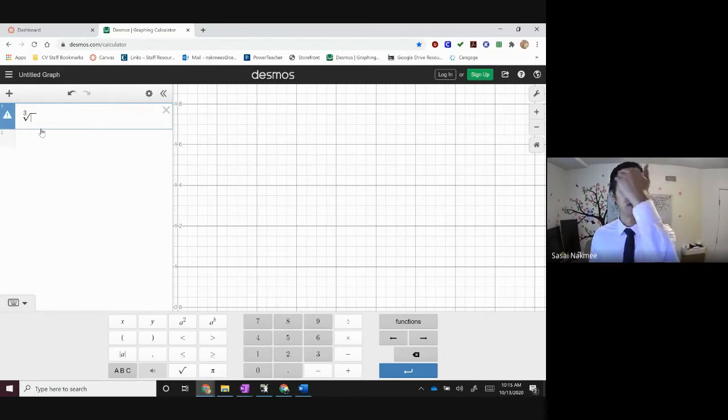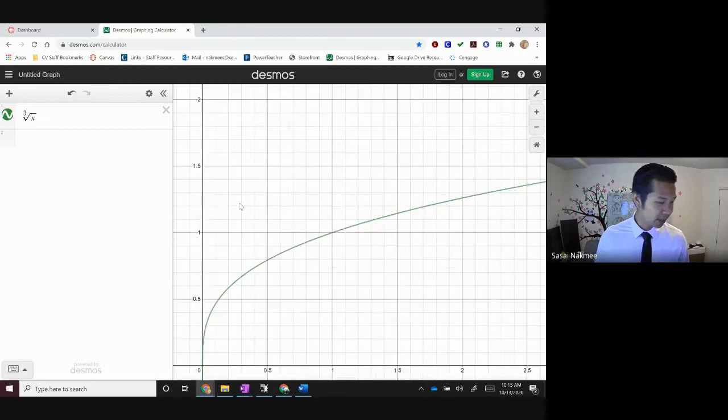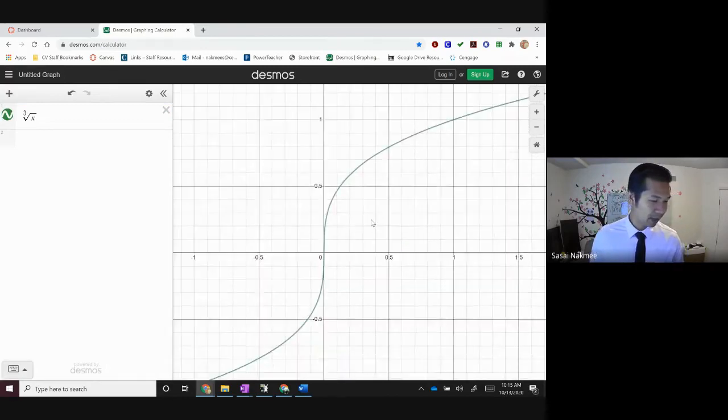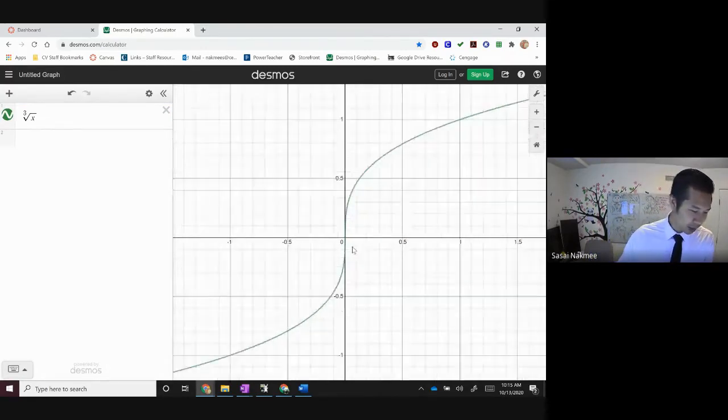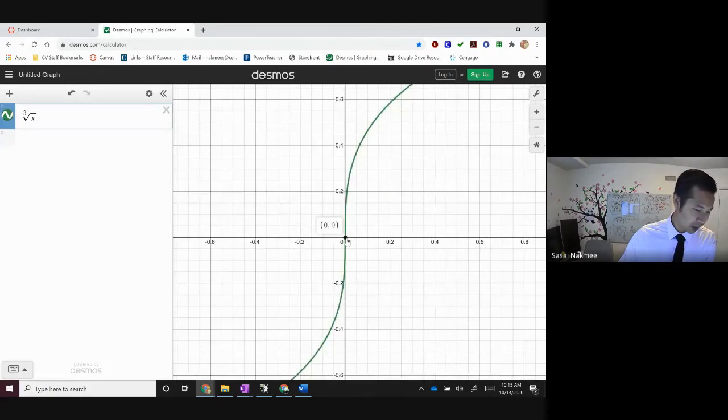That's not the right word. I should know the word, but I forget right now. But anyways, the cube root of x, and it looks like this. See that? And you'll say, it looks like the derivative here exists at 0. It looks like it exists. The derivative here does look like it exists.